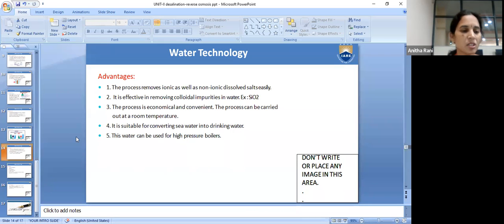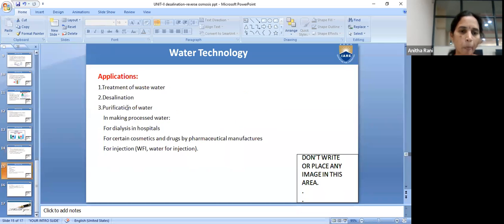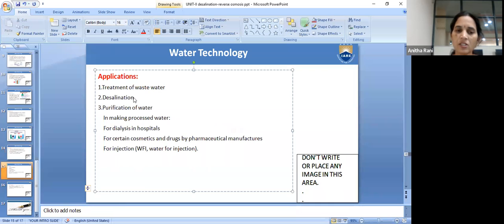And this water is used in high pressure boilers. Now, applications are treatment of wastewater. We can take wastewater and go for the reverse osmosis process, the desalination process, removal of salt NaCl from the seawater, and the purification of water. After purifying the water, that soft water we use for dialysis and hospitals.